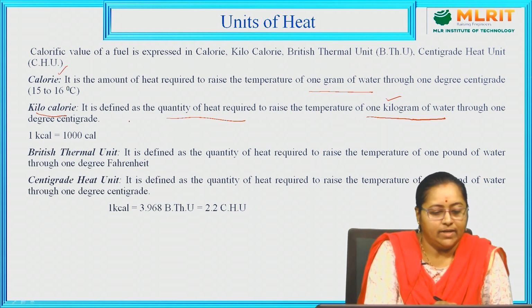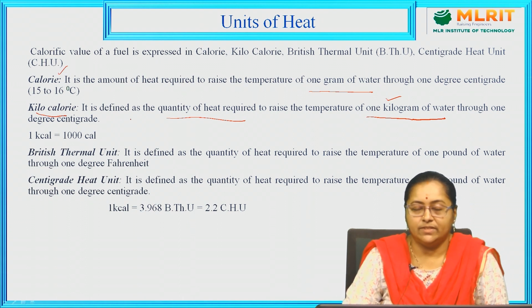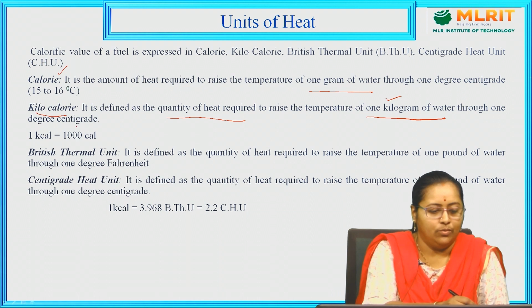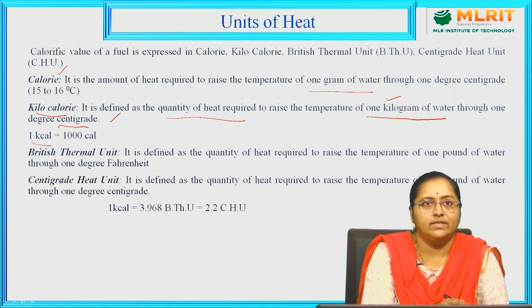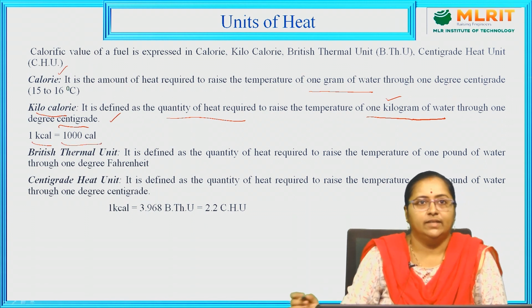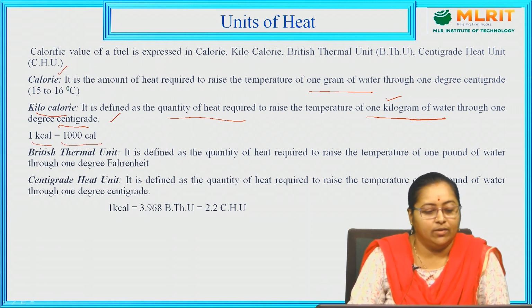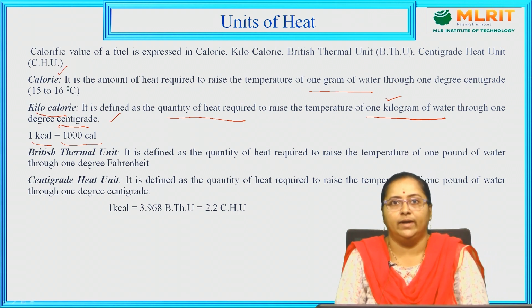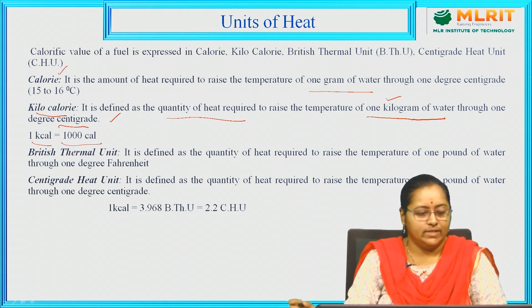Now the kilocalorie can be defined as the quantity of heat energy that is required to raise the temperature of 1 kilogram of water through 1 degree centigrade. We know very well that 1 kilocalorie is equal to 1000 calories. So how is the kilocalorie defined? It is defined as the quantity of heat energy that is required to raise the temperature of 1 kilogram of water through 1 degree centigrade.